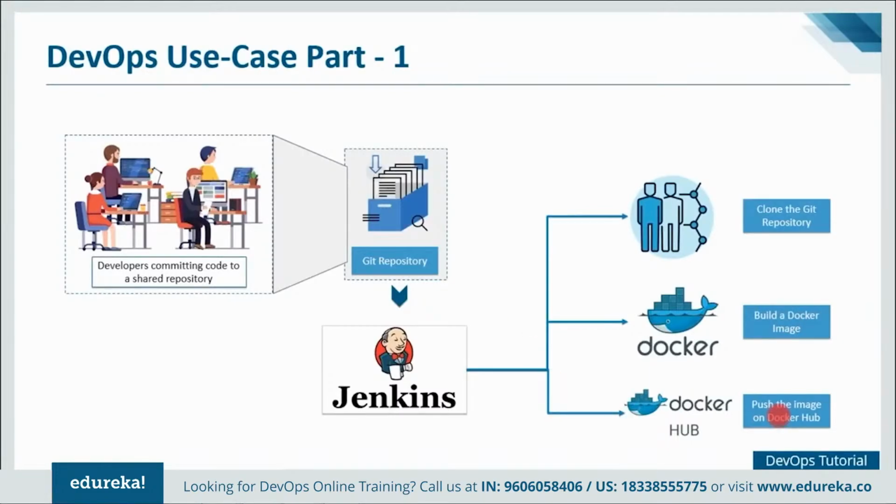As I've told you, Docker Hub is nothing but a Git repository of Docker images. So this is what we'll be doing. Let me just repeat it once more. Developers will be committing changes in the source code. The moment any developer commits a change in the source code, Jenkins will clone the entire Git repository. It will build a Docker image based on the Dockerfile that we'll create, and from there, it will push the Docker image onto Docker Hub. This will happen automatically with a click of a button.